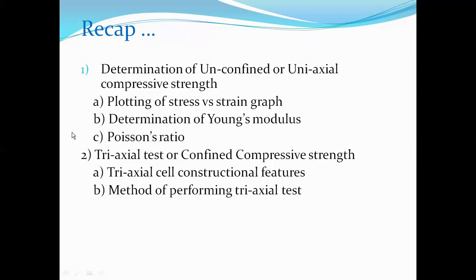The definition of Poisson's ratio is the ratio of lateral strain to longitudinal strain. So we calculate the Poisson's ratio, and upon knowing the stress and strain, we calculate the Young's modulus of the specimen. Not only Young's modulus, using this information we can calculate the other two moduli of elasticity, the rigidity modulus as well as the bulk modulus of elasticity. This is about the unconfined compressive strength.